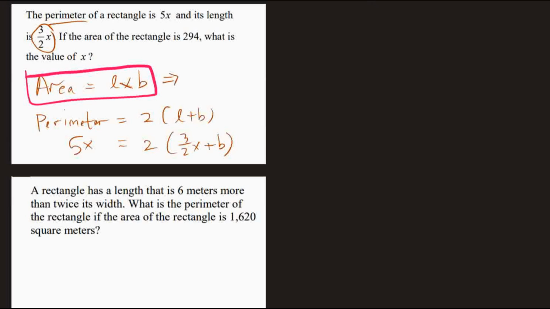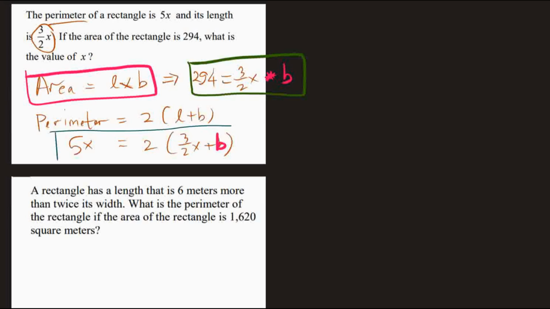So here we use the formula for area. Area is 294, equal to the length, 3 over 2x, times the breadth, which is unknown. So we have two equations with two variables. Now we can make b the subject from this equation and substitute into the second equation. This one is the second one, this is the first one.